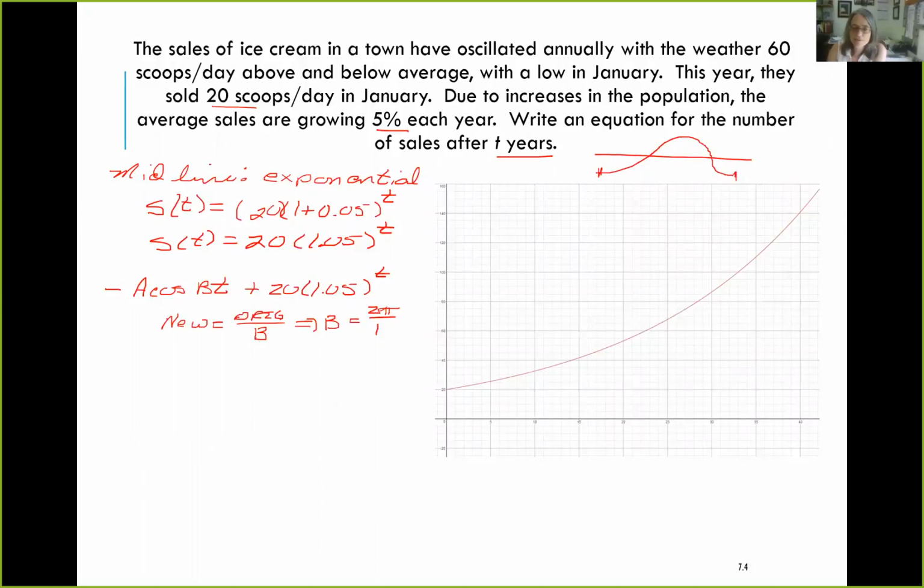All right, so now what do we have so far? We have sales is equal to negative A times the cosine of 2 pi times t plus 20 times 1.05 to the t power. It's not so bad. How do we get A? How do we get our amplitude?